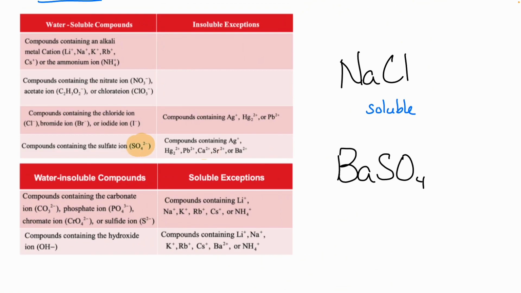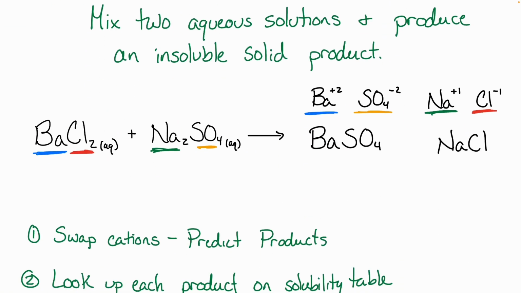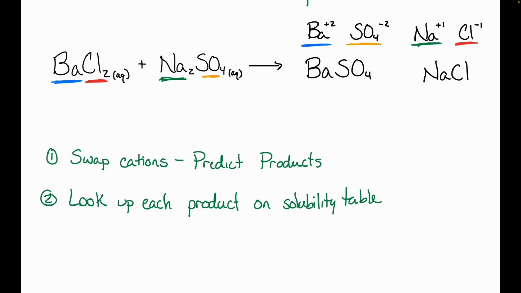Insoluble. If we look up sulfate here, we see that most sulfates are indeed soluble, but there are a few insoluble exceptions, and barium is one of them. So this compound here would be insoluble. Then how does that translate to the states of matter in our balanced chemical equation? Well, if you look it up and it's soluble, that means it's going to stay in solution, or get that aq designation. But if it's insoluble, that means it's going to precipitate out and form a solid.